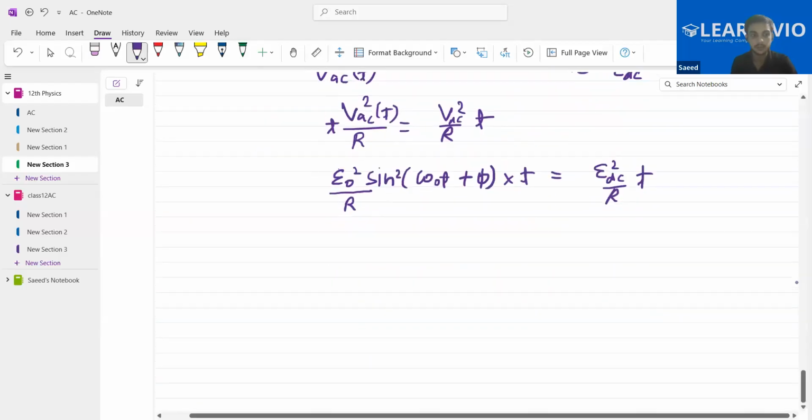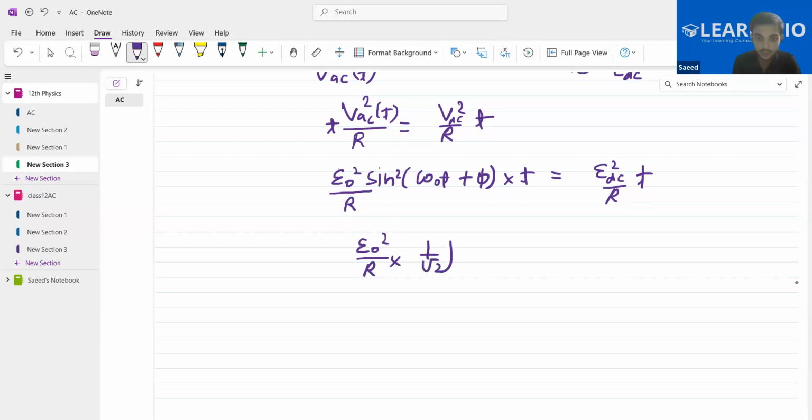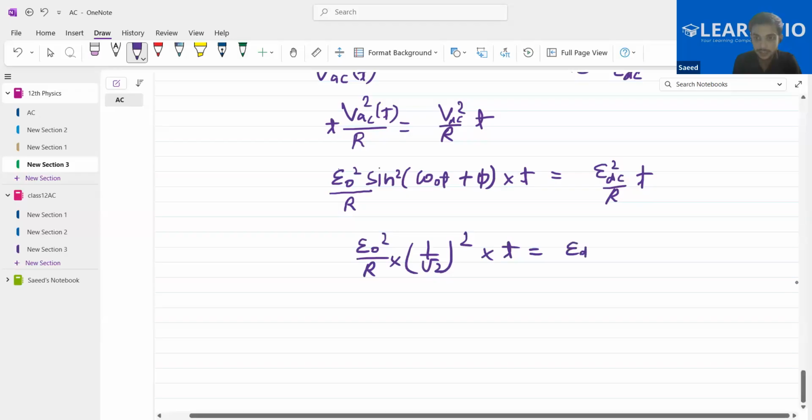It is not 2 by pi. The average value is 0. Zero average value. But sine square omega naught T, if you calculate it, you will find it out as E naught square divided by R into 1 by root 2 whole square into time T, equal to E of DC square divided by R into T.